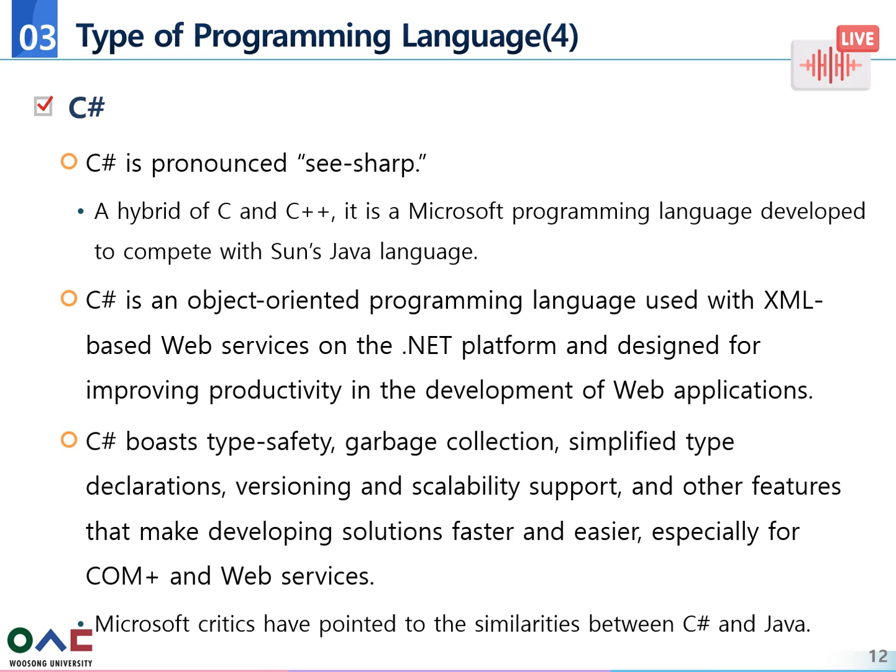C# boasts type safety, garbage collection, simplified type declarations, versioning and scalability support, and other features that make developing solutions faster and easier, especially for complex and web services. Microsoft critics have pointed to the similarities between C# and Java.